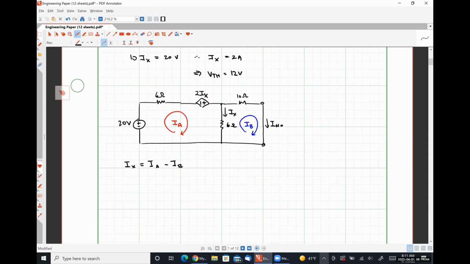So KVL around mesh A is going to look like negative 20 volts plus 6 ohms times IA minus 2Ix plus 6 ohms times IA minus IB equal to 0. KVL around mesh B is going to look like 6 ohms times IB minus IA plus 10 ohms times IB is equal to 0.